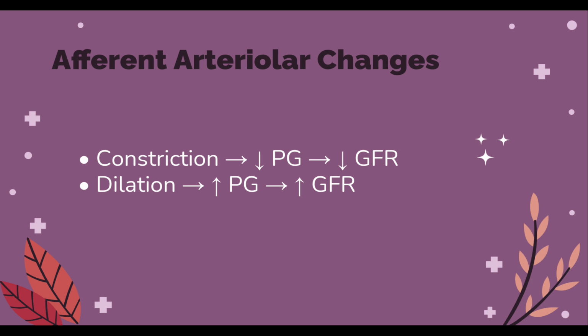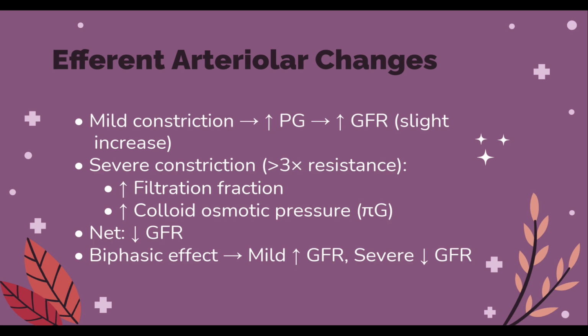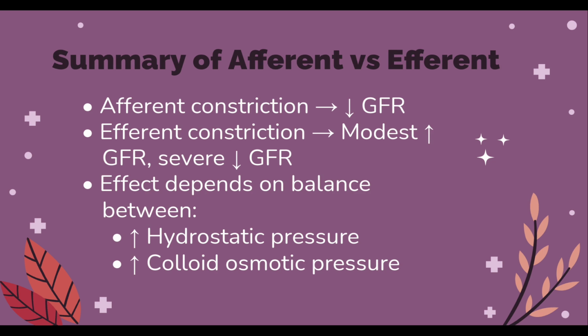So the changes are different at the afferent arteriolar end and the efferent arteriolar end. As this can be confusing, I made a quick summary. When there is constriction in the afferent arteriole, there is decreased GFR. When there is efferent constriction, in modest constriction it can increase the GFR, but when there is severe constriction, it can decrease the GFR. So the effect depends on the balance between increased hydrostatic pressure and increased colloid osmotic pressure.